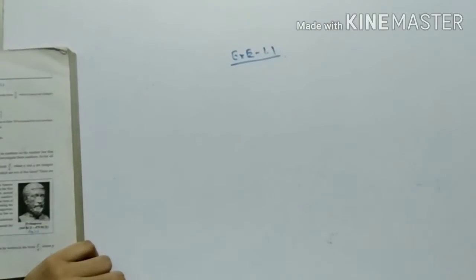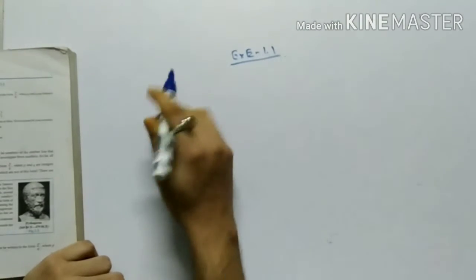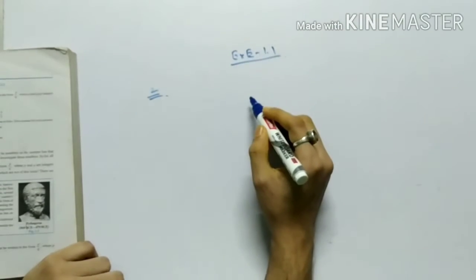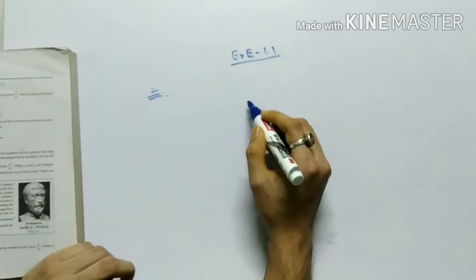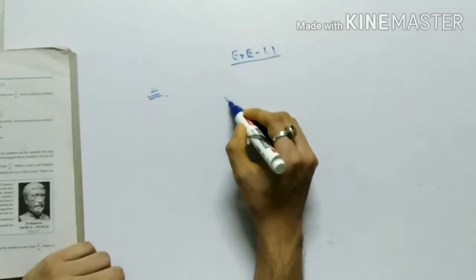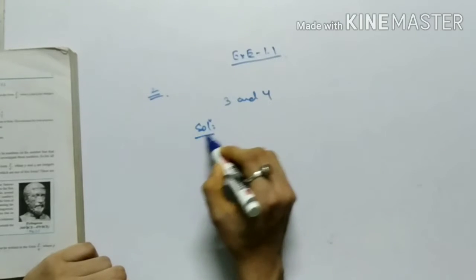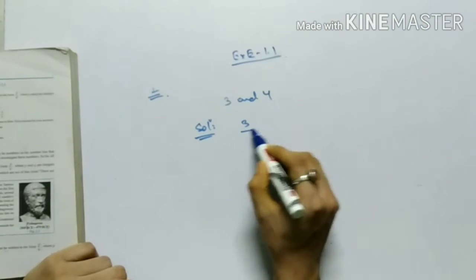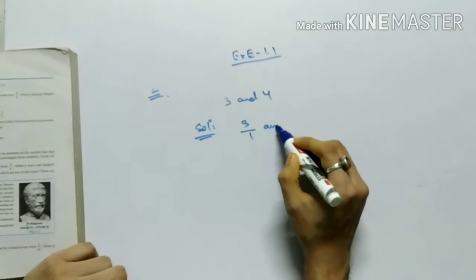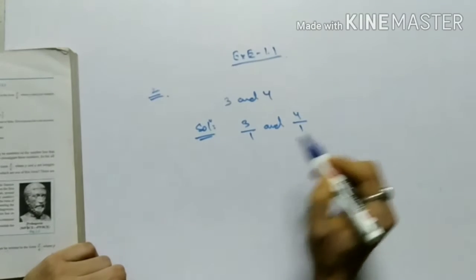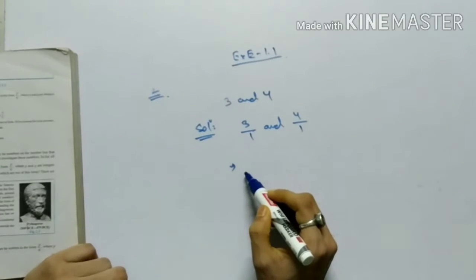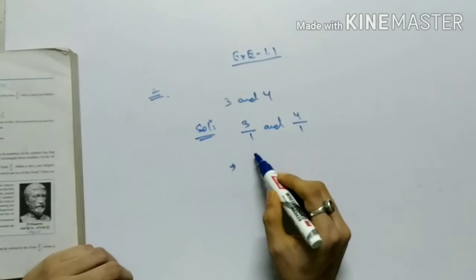Next again, question number 2. Find 6 rational numbers between 3 and 4. So this one you can do in this way: 3 you can write as 3 by 1, and 4 you can write as 4 by 1. I have to find 6 rational numbers.